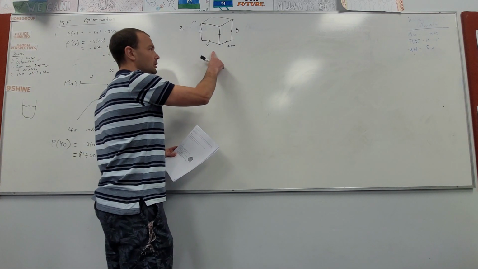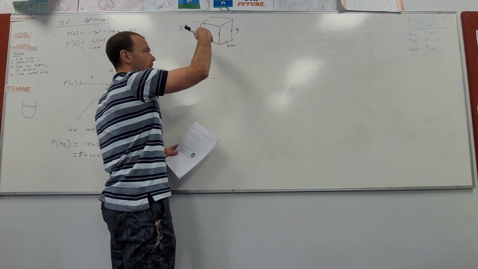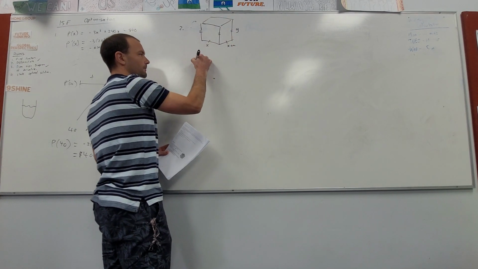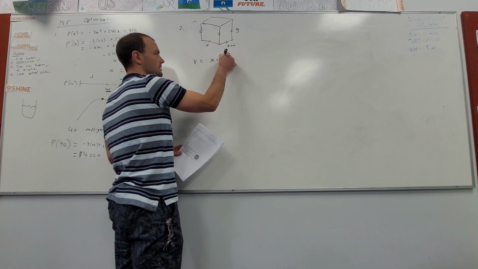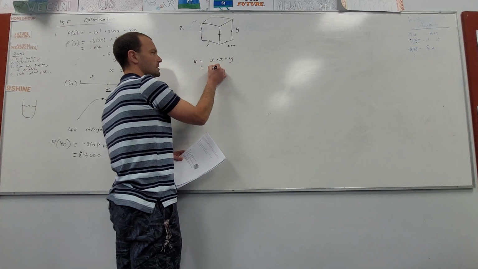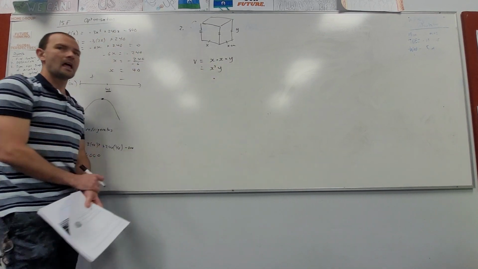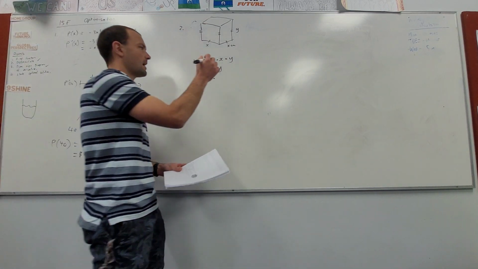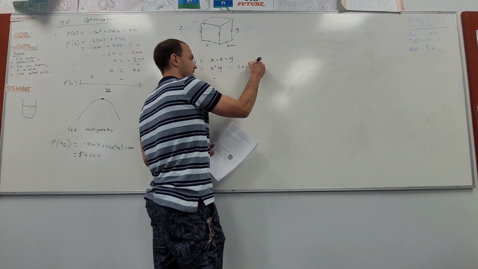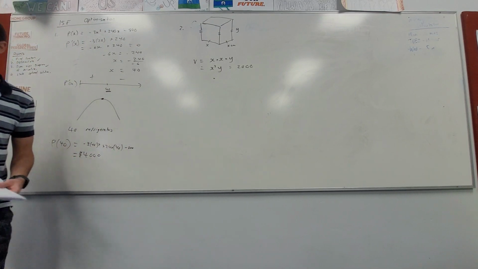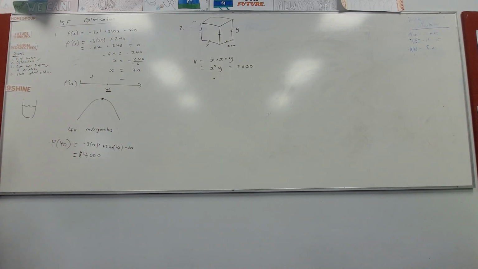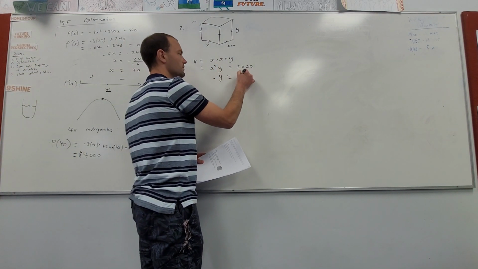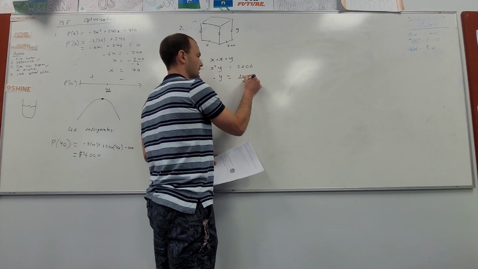Well, if we look at the volume of this box, the volume of a 3-dimensional prism is the base times the width times the height, right? So the volume of this is x times x times y, which is x squared y. And the volume is 2 litres, which is the same as 2,000 centimetres cubed, or 2,000 millilitres. And so if we rearrange this, we'll get y is 2,000 on top of x squared.